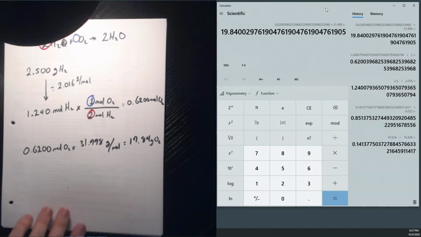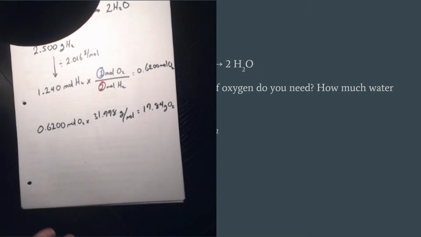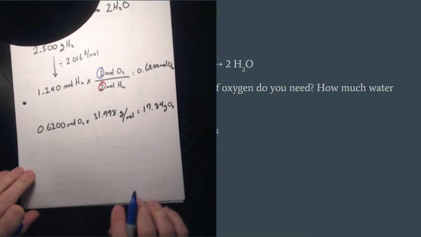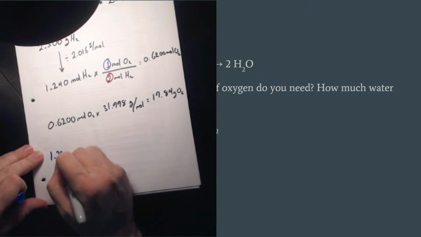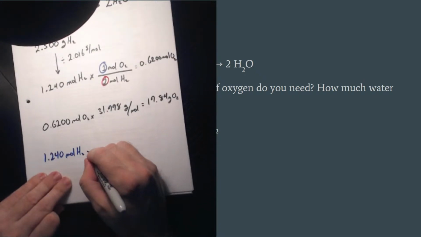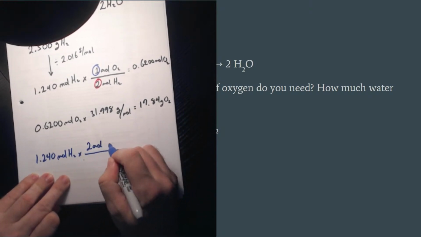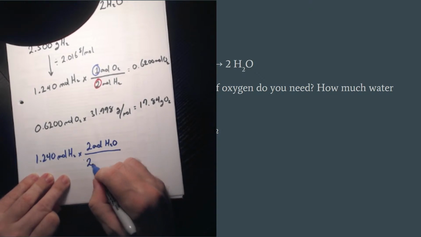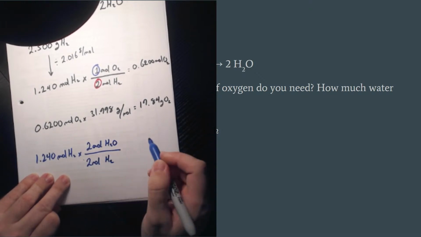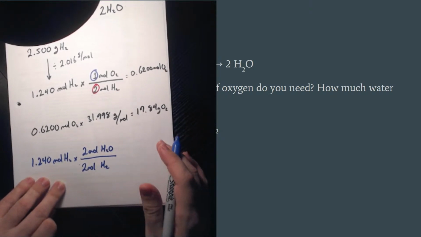The other thing I also asked was, how much water can you produce? It's the exact same thing. Once again, 1.240 moles of hydrogen. Where we're going to goes on top. We will produce 2 moles of water for every 2 moles of hydrogen we consume. So this should be no surprise whatsoever.